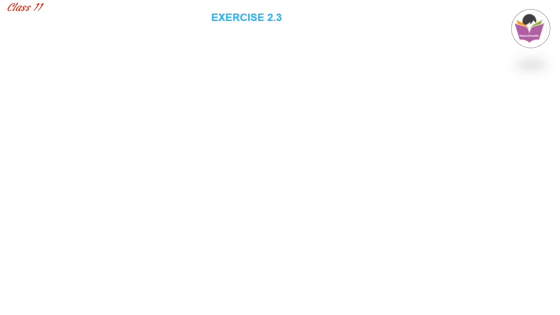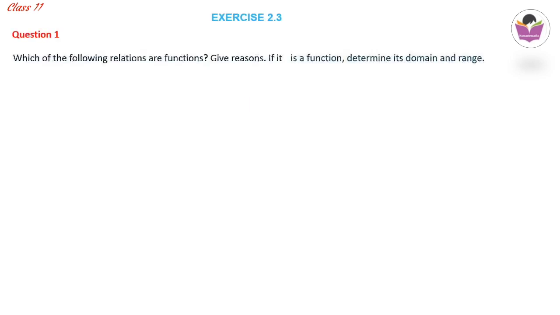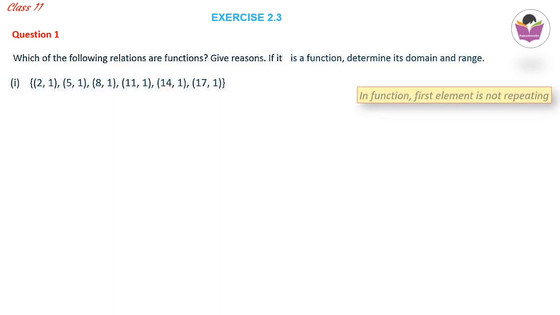Let's begin with exercise 2.3. First question. Which of the following relations are functions? Give reasons. If it is a function, determine its domain and range. Here, the first relation is the set of all (2, 1), (5, 1), (8, 1), (11, 1), (14, 1), (17, 1). We have to observe this given relation and check whether it is a function or not. If it is a function, then we have to find its domain and range.